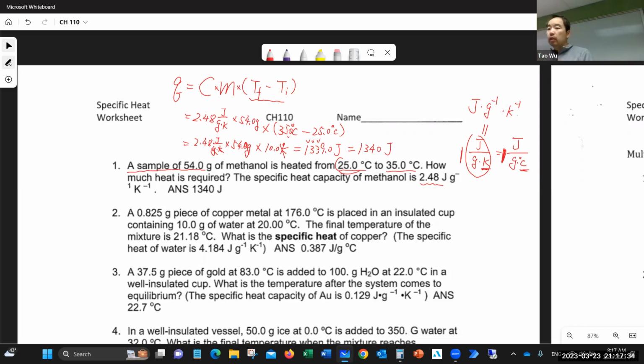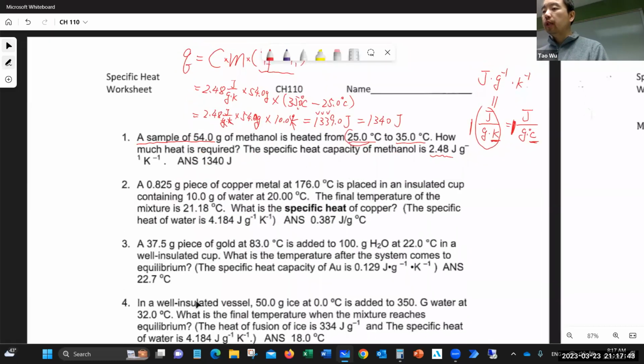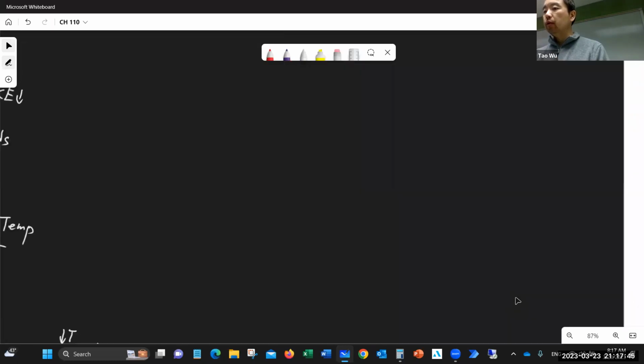Okay, so this is just one of the cases. But I would like to go deeper. I would like to talk more deeply about the case, how to do some of the extended problems.